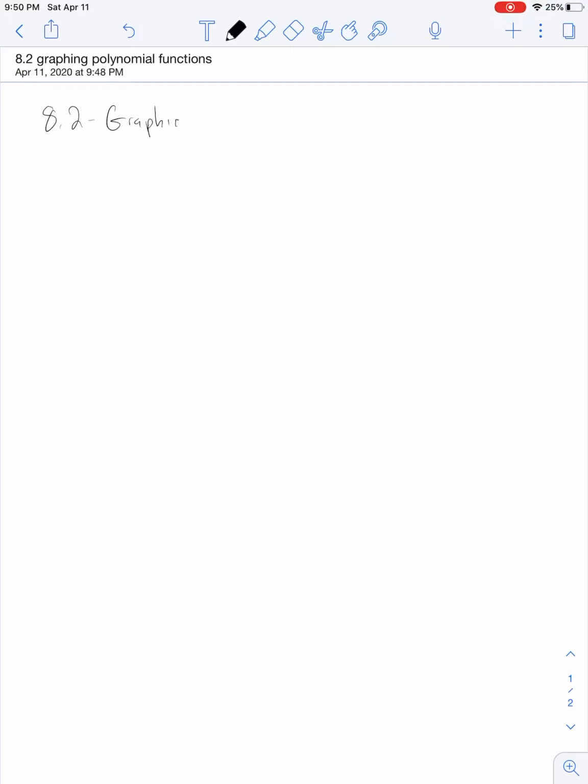Okay, 8.2 is about graphing polynomial functions. So, some things that we need to know when it comes to graphing polynomial functions.